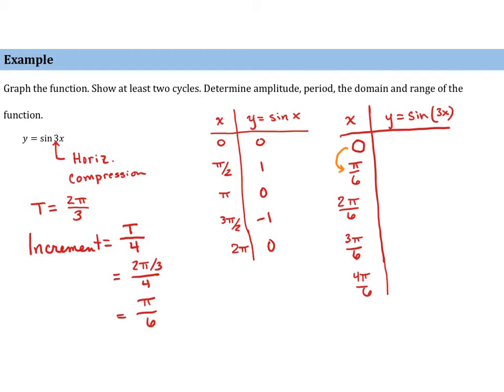Now the outputs of this function will be the same as the outputs for the original function, our parent function, but with these inputs having changed. So 0 will still go to 0. But instead of pi over 2 going to 1, pi over 6 will go to 1, and so on and so forth.